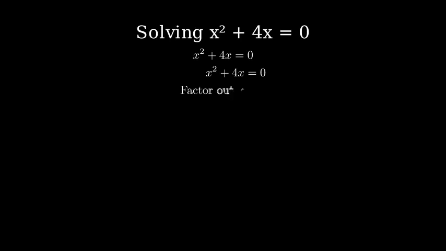Looking at our terms, we can see that x is common to both x squared and 4x. So we can factor out x, leaving us with x times the quantity x plus 4 equals 0.